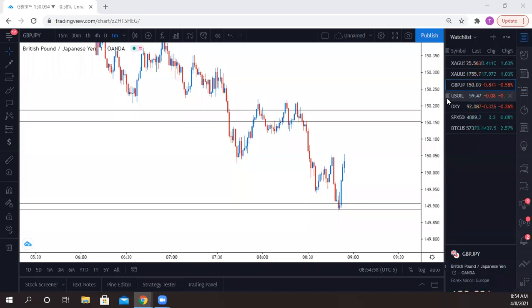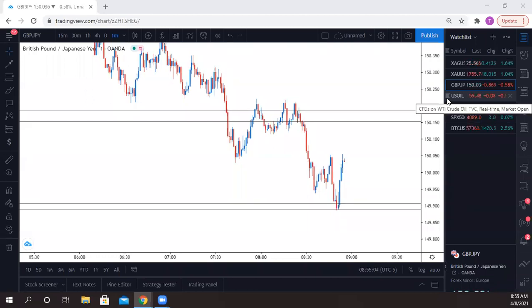Yeah, I like charting on TradingView. It's way cleaner than anything else I've used. I personally like it. Way easier.